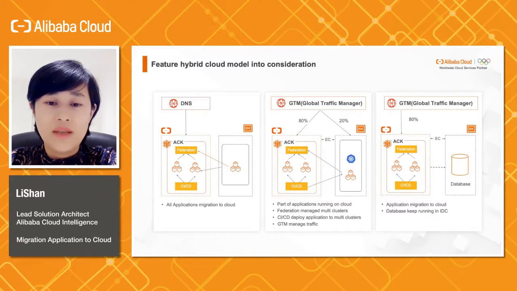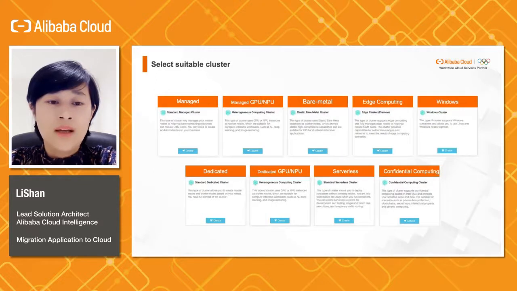For example, a part of the applications running on cloud, a part of the applications running on IDC, and use a CI/CD platform to deploy applications to multi-cluster and use GTM to manage the global traffic. Or all applications migrate to cloud, but the database keeps running in IDC. Or major applications run in IDC, but scale up to cloud.